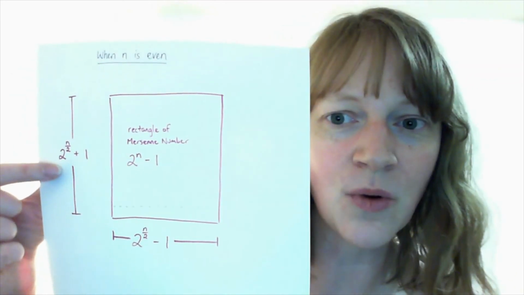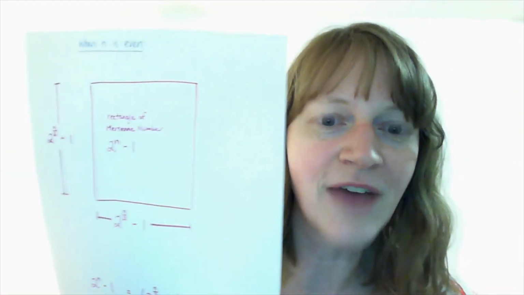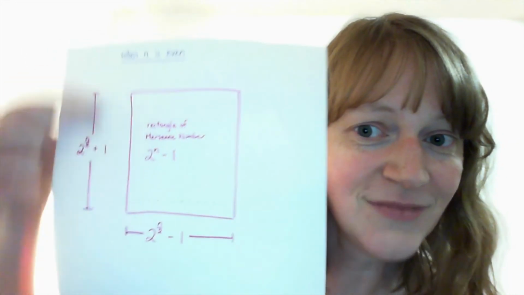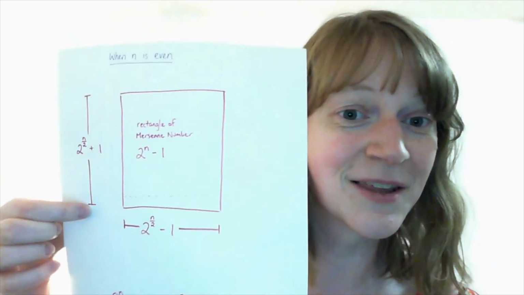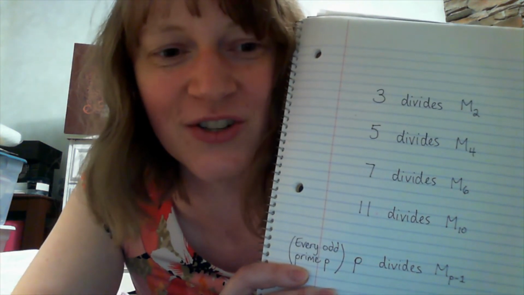But we do know, okay, 11 does divide 2 to the power of 10 minus 1. We know that for a fact. 11 divides 33. So in a way, that factor is represented in this side length. To be continued. Tune in next week to see where our particular prime factors show up in our rectangles.